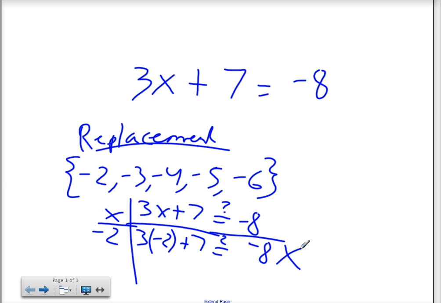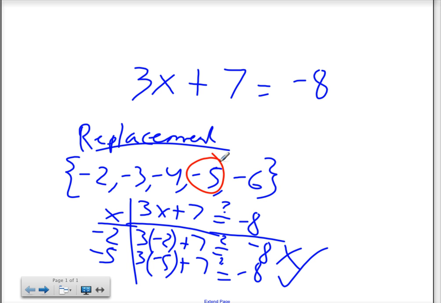Let's jump for a little bit here. I know we test -3, -4. What should we test next? -5? Okay, let's test -5. 3 times -5 plus 7. -5 times 3 is? -15. -15 plus 7 is -8. Yes. So because of that, we know that -5 actually works. And you know there's only one number that will make it work, right? Because of that, we pull it outside of the replacement set and we put it inside the, what is this set called? Solution set.